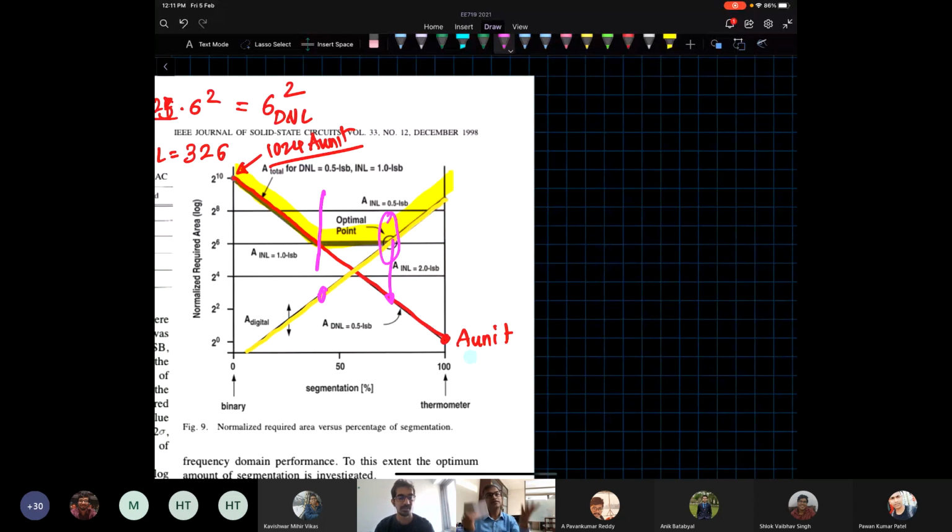Now the rest is whatever you get from the foundry process. Whenever you go for foundry, there is some ion implantation going on, some lithography going on. They are also man-made, but I'm saying that's not under designer control.